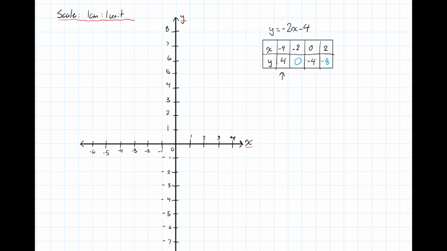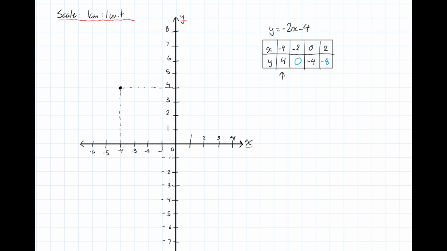Whenever you're graphing, you want to start off with your x value, and then go up to your y value, just to keep it simple. So we're going to go across 4 spaces on the x-axis. So this is going to be our negative 4. And then we're going to go up on the y-axis 4 units. So that's going to be our first point there. On the x-axis we went to negative 4, and on the y-axis we went to positive 4.